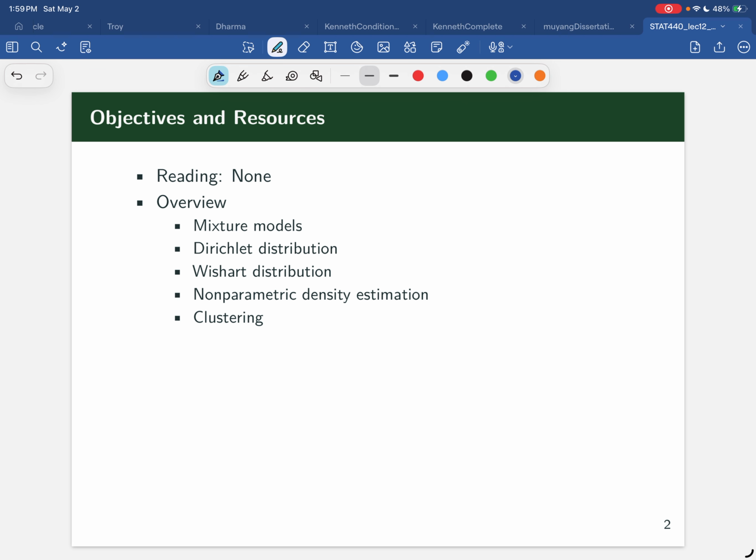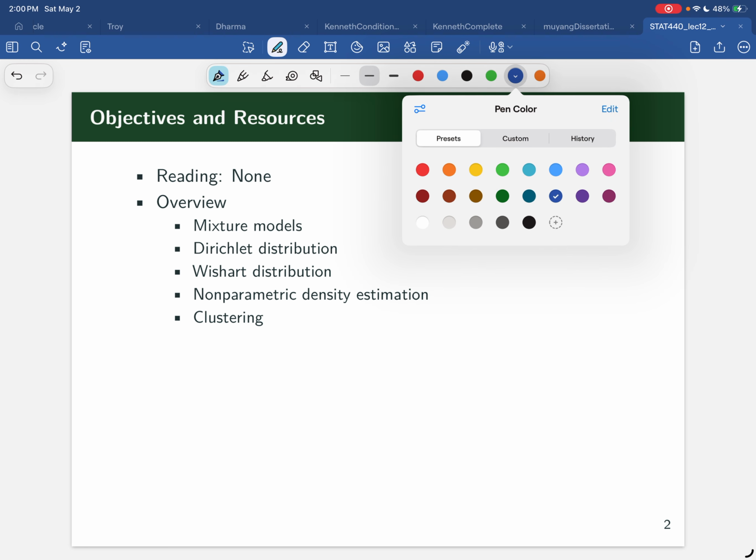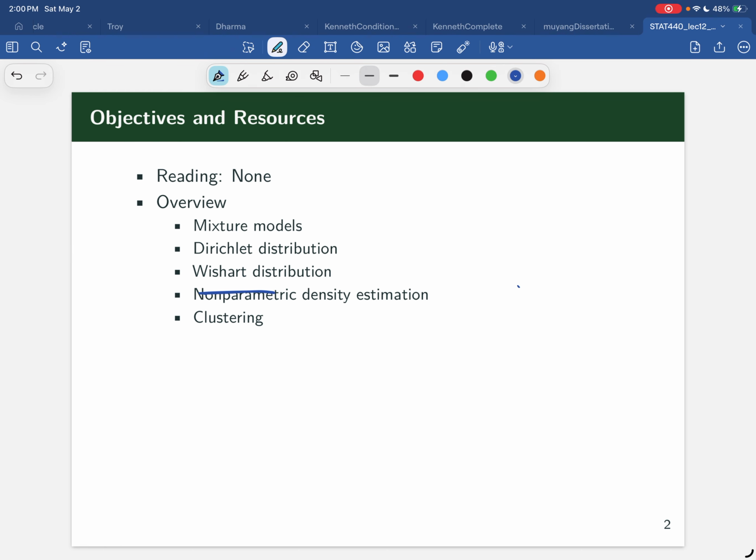What we will do is we are going to talk about mixture models, and to do that, we will initially talk about something called the Dirichlet distribution, and then we will eventually talk about the Wishart distribution. The first application will be non-parametric density estimation, or maybe semi-parametric density estimation. Maybe the best way of saying it would be flexible density estimation. And then we'll talk about clustering.